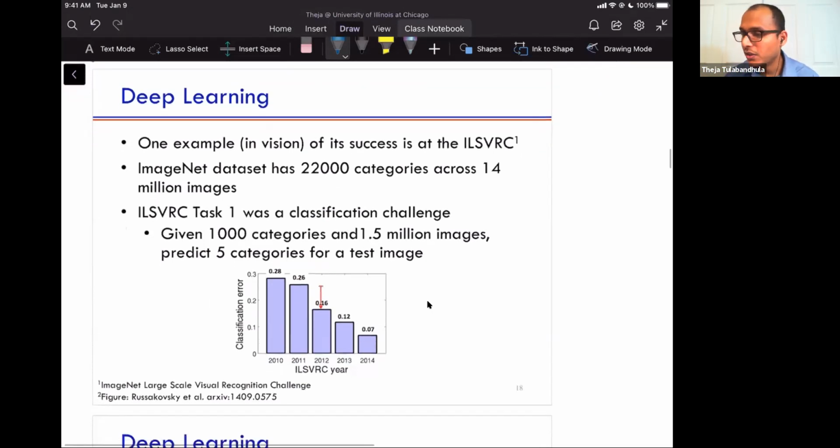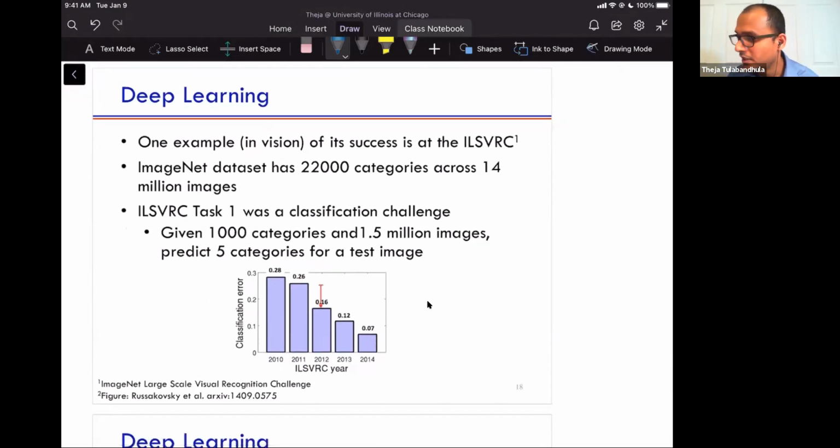The first one is a little bit older. This is from 2014. Vision just means images. This used to be a problem that was held by academics or researchers. It's just a classification problem and was held under the banner called ILSVRC, which stands for the large scale visual recognition challenge.